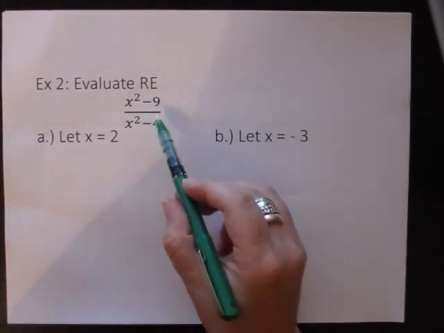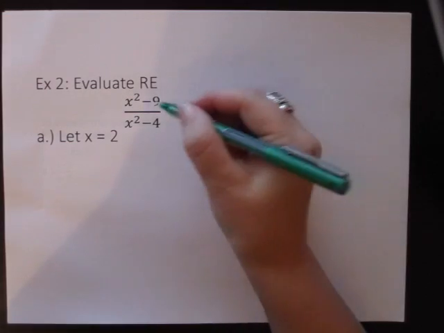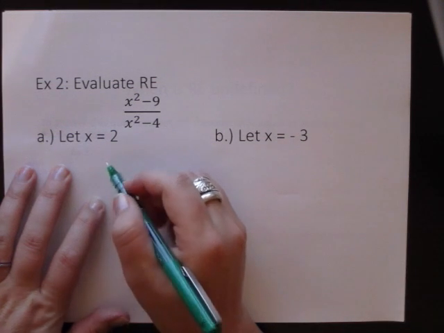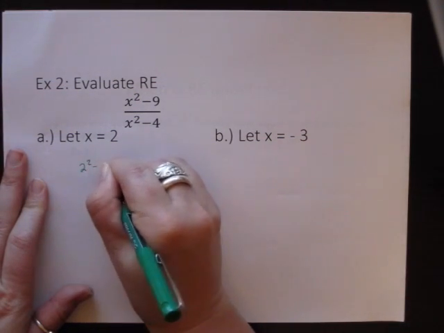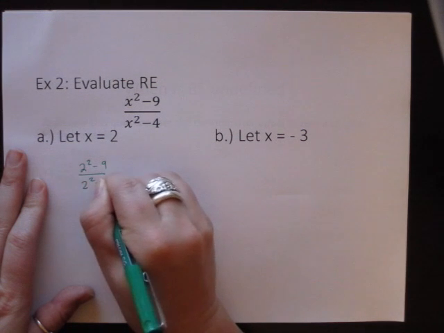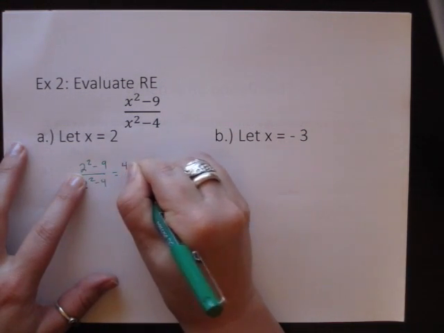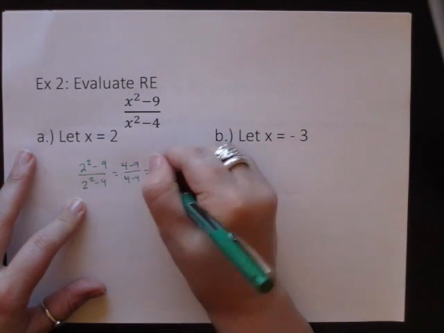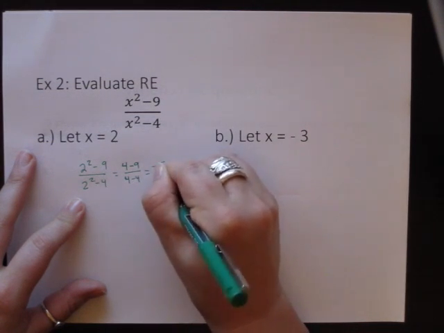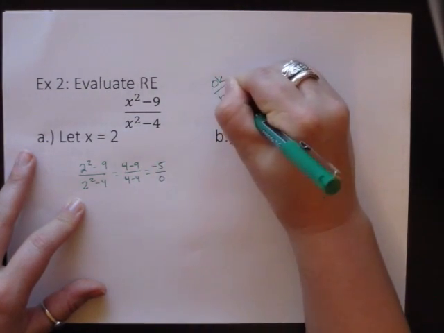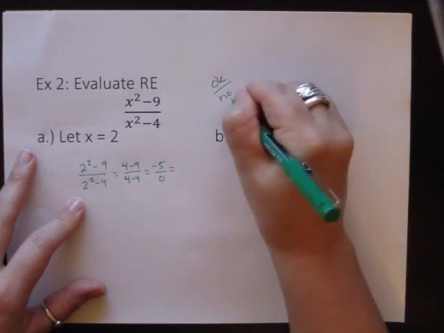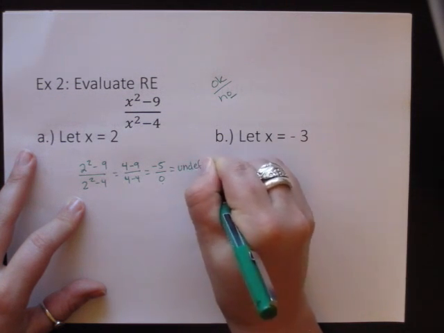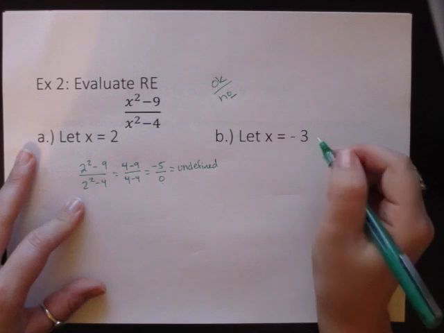Okay, so if I have x squared minus 9 over x squared minus 4, I've got two terms, so that's a binomial over a binomial. So the first thing that I've got to do is I'm going to let x equal 2. So I'm going to go 2 squared minus 9 over 2 squared minus 4. 2 times 2 is going to be 4 minus 9 over 4 minus 4, and I've got negative 5 over 0. Remember the okay and the no. Since I have a 0 in the denominator, that's not okay, so my final answer would be undefined. Okay, now I'm going to let x equal negative 3.